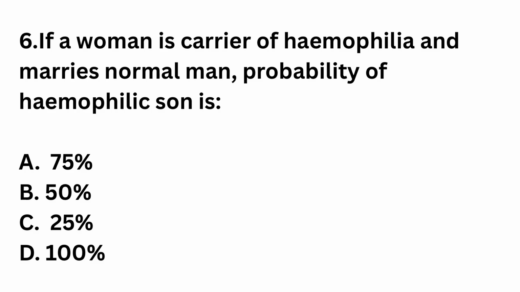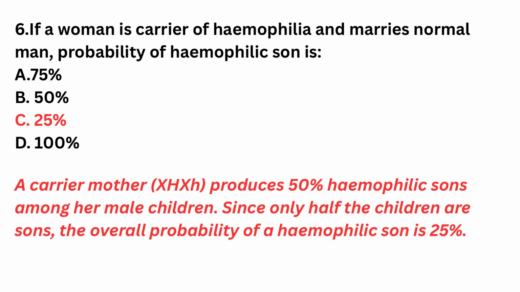Question number 6. If a woman is a carrier of hemophilia and marries a normal man, probability of hemophilic son is 75%, 50%, 25%, 100%. The right answer is option C, 25%. A carrier mother produces 50% hemophilic sons among her male children. Since only half the children are sons, the overall probability of a hemophilic son is 25%.